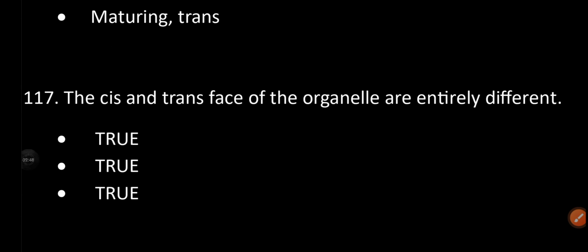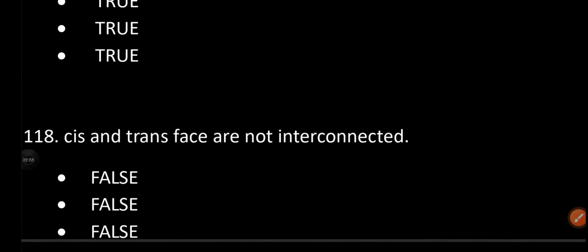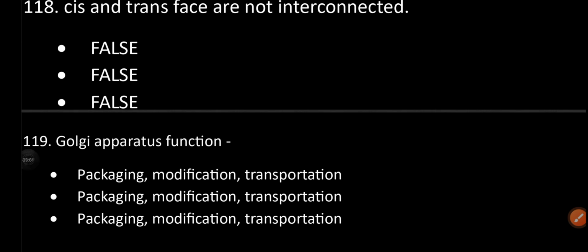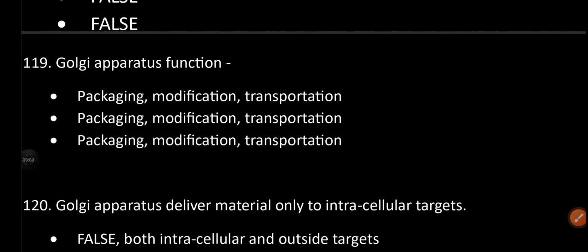The cis and trans phase of the organelle are entirely different. True. Cis and trans phase are not interconnected. False. Golgi apparatus function: packaging, modification, transportation.